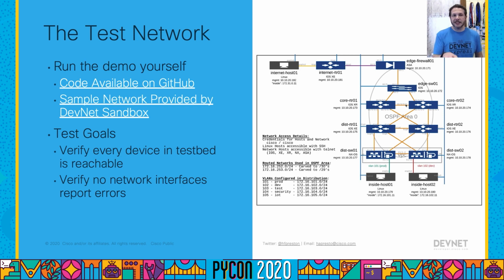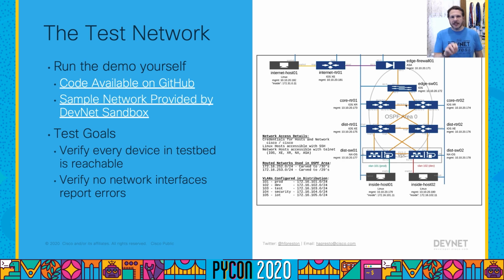One of the best parts of this demonstration is that if you want to try it yourself, all the code for this demonstration, as well as the environment necessary to run this test, are available up on GitHub and provided by DevNet Sandbox. Links are available here in these slides. We've got a QR code at the end so you can find the slides themselves.